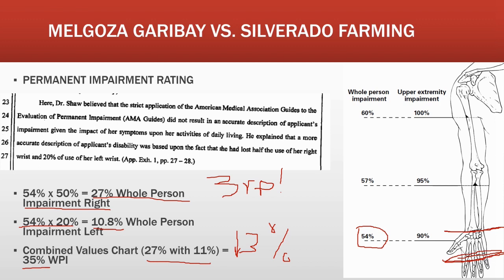Well, what did the Qualified Medical Evaluator have to say about the use of the combined values chart? We'll take a look at that in just a minute. But before we do, let's see how the alternative impairment rating, by analogy to the direct estimate method, compares to the typical rating provided for by the AMA guides associated with carpal tunnel syndrome.